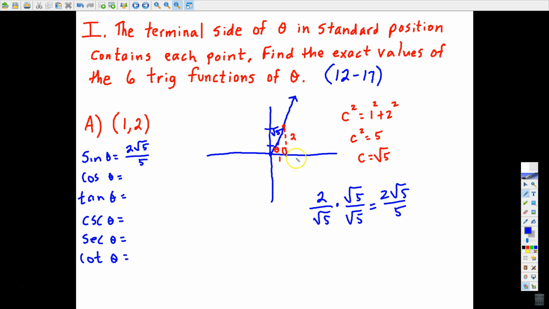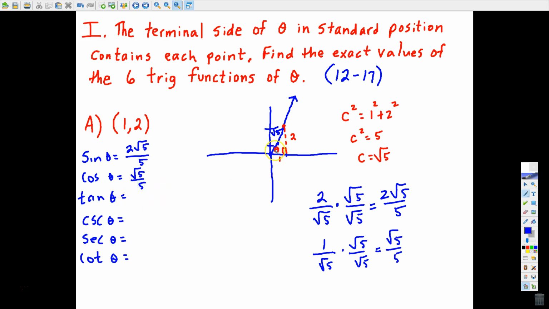And now let's work on cosine. So for theta, cosine is adjacent over hypotenuse. And so once again, we rationalize and we get the square root of 5 over 5. That's the cosine function.